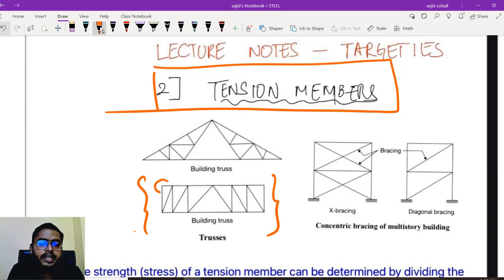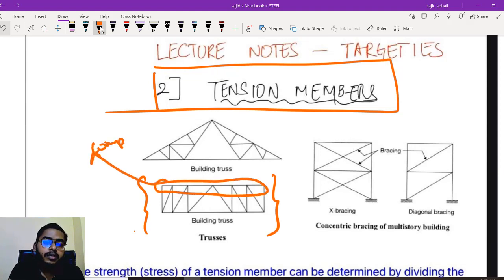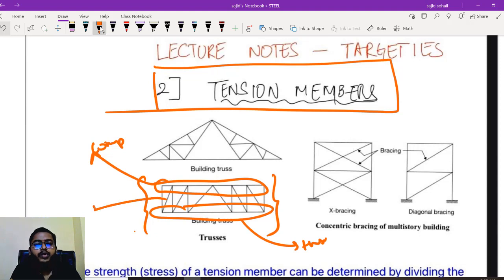So when the loading is acting, obviously the top fibers will be in compression, the bottom fibers will be in pure tension, and this inclined members, whatever we have, right, it is subjected to reversal of stresses depending upon the position of loading. It could be either compression or sometimes it could be in tension. ऐसा ही कुछ पढ़ाया था ना स्ट्रक्चरल एनालिसिस में.